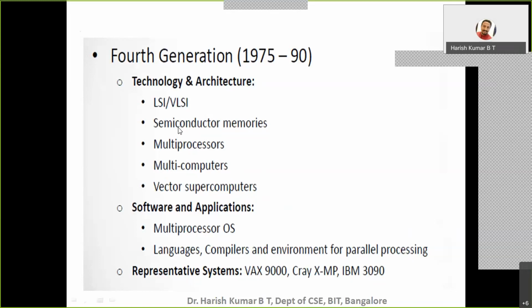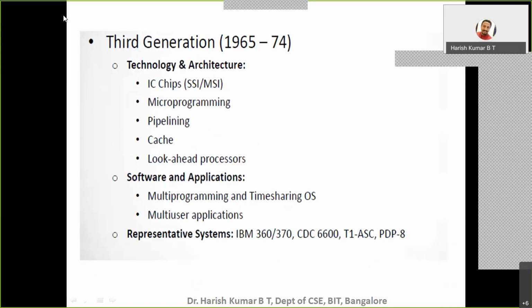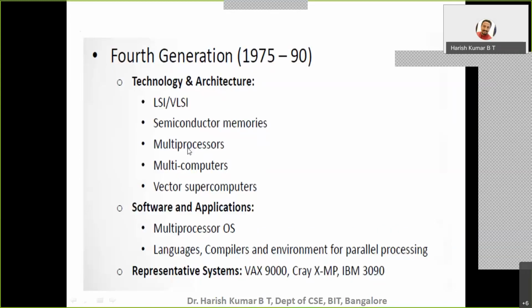I hope all of you have seen the integrated circuit, the small integrated circuits with the pins connected to it, correct? Till third generation, magnetic core memories were used. Now in the fourth generation, all these magnetic core memories got replaced by the semiconductor memories. And the fourth generation also saw the emergence of the parallel computer architecture. Till third generation, it was single processor, uniprocessor architecture. In the fourth generation, the parallel computer also came. So parallel computers in the form of multiprocessors and multi-computers, and vector supercomputers also started emerging.